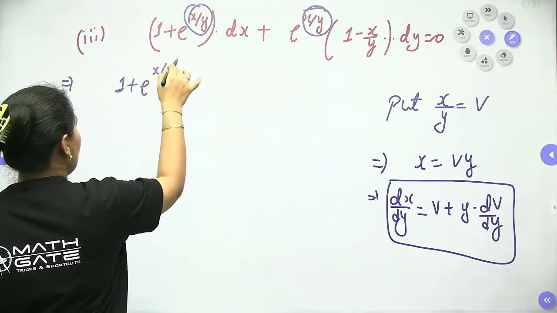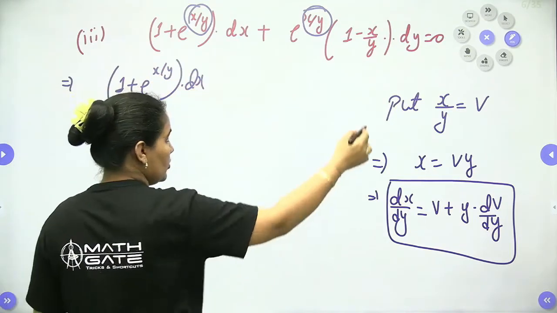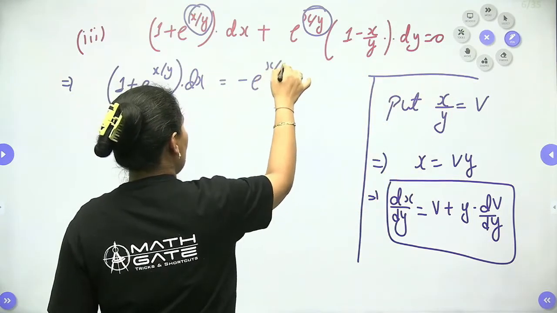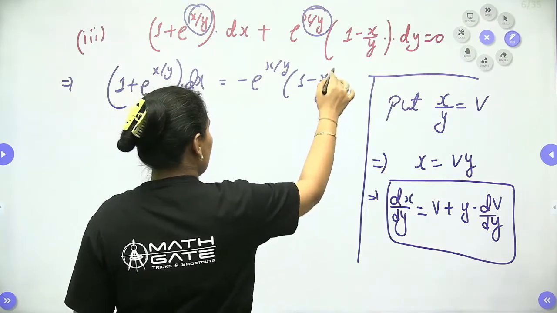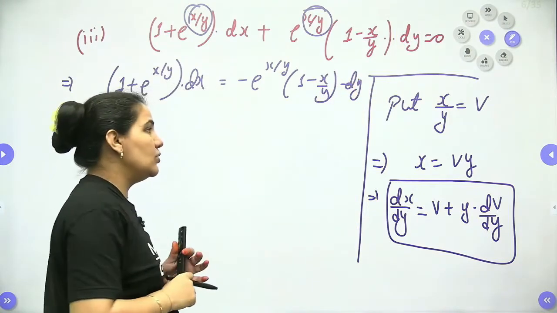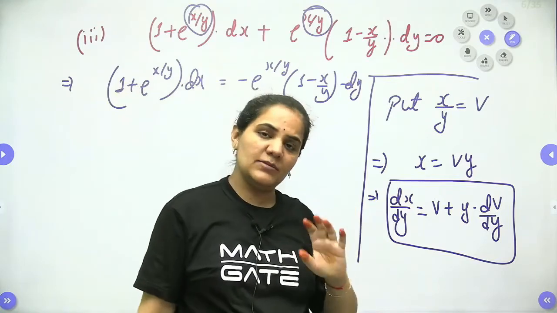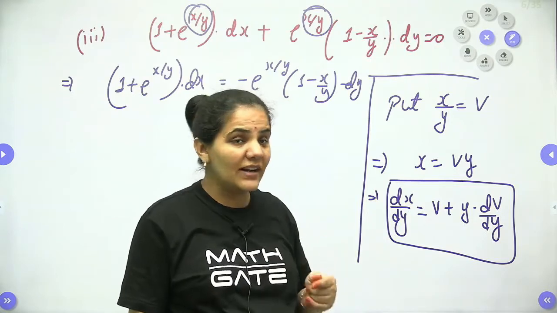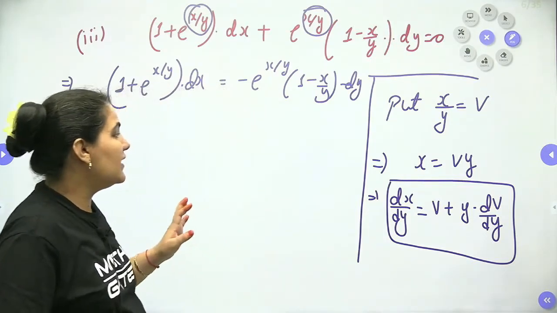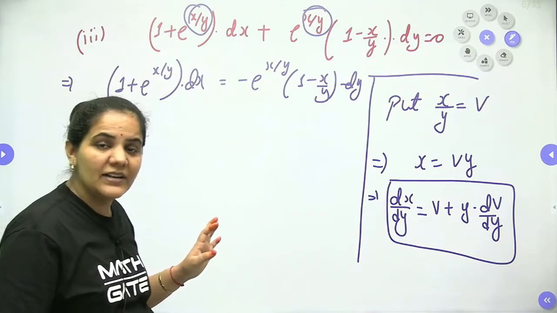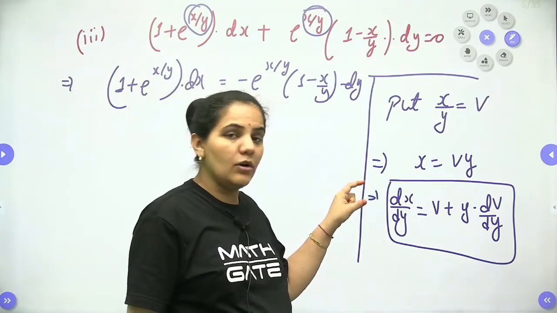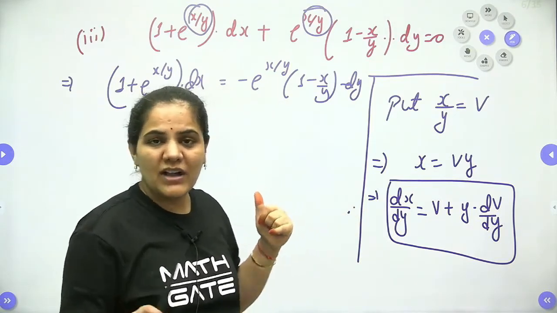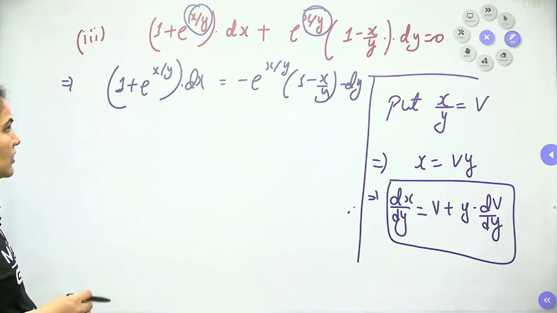So (1 plus e to the power x by y) dx, then after we can go for this one. Yes, it will be minus e to the power x by y (1 minus x by y) into dy. Now it is clear to you that we will substitute x by y as v, right? So whenever we substitute x by y as v, it means it's clearly done, dear students, that we have to take a form of dx by dy only. So we have to make dx by dy here, dy by dx will not be made.